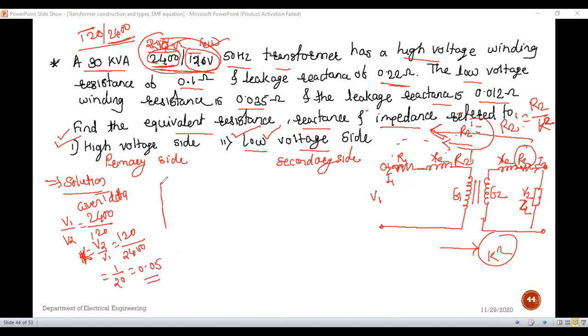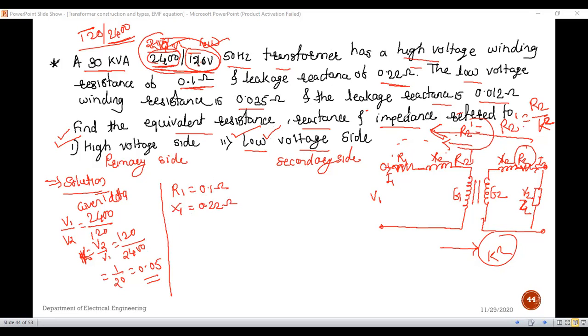Okay, again, values are given. High voltage side values are given. After saying high voltage, are primary values given or secondary? High voltage values are given, primary ones are given. Then will I represent with R1 or R2? R1, right. So I am representing that value. R1 is equal to 0.1 ohm. Similarly, X1 is given. X1 is equal to 0.22 ohm.